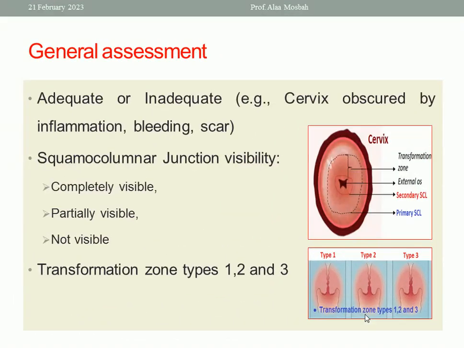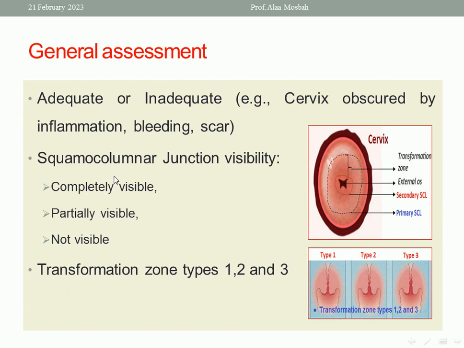Okay, let us start in detail. General assessment may be adequate or inadequate. For example, the cervix may be obscured by inflammation, bleeding, or scar. So it is better to ask the lady to come for colposcopy post-menstrual, not during menstruation. This is the only preparation, but there is no prerequisite before colposcopy, really. But it is better not to be during menstruation. So if visualization is adequate or inadequate, you should mention it in the general assessment.